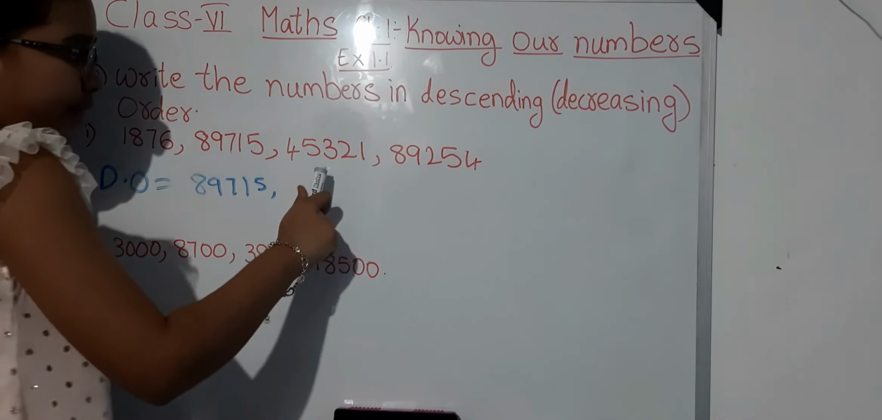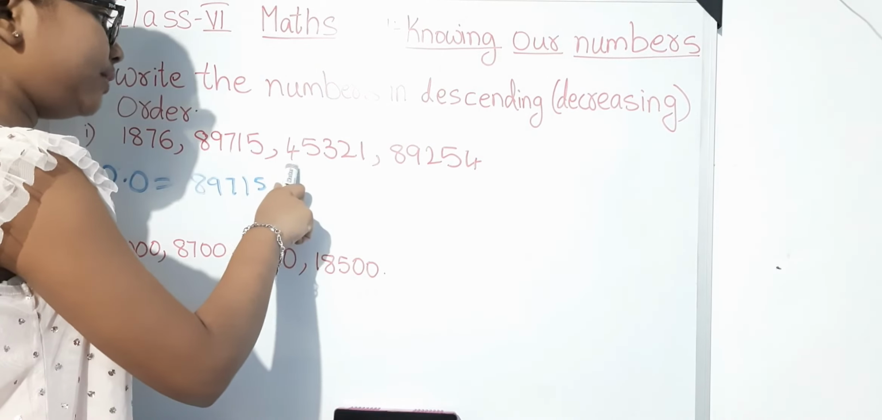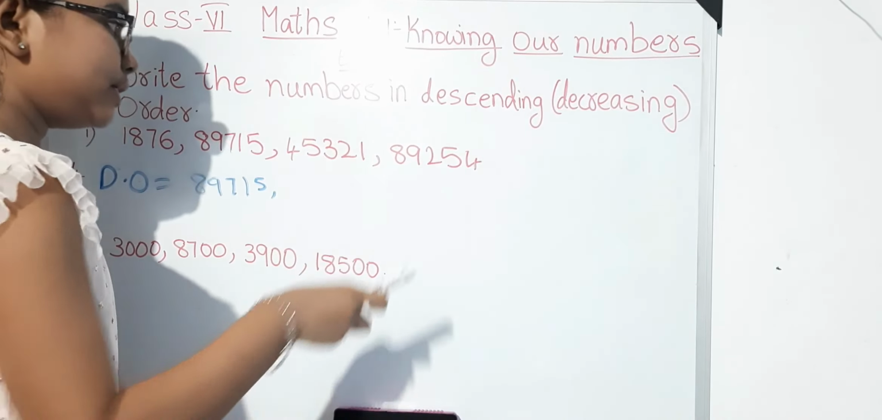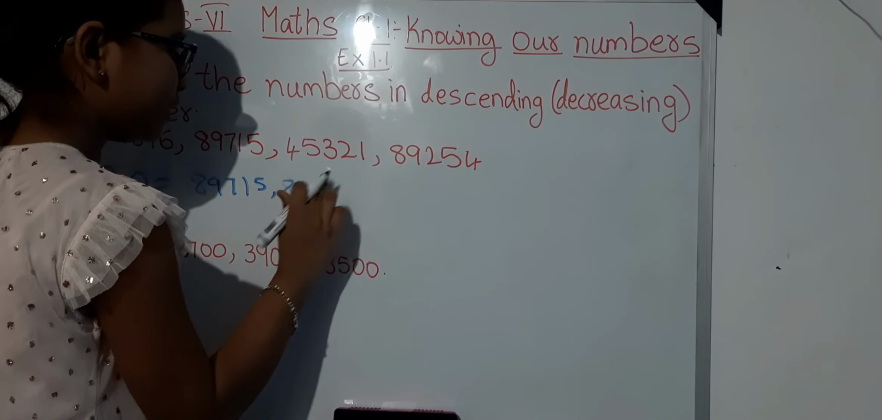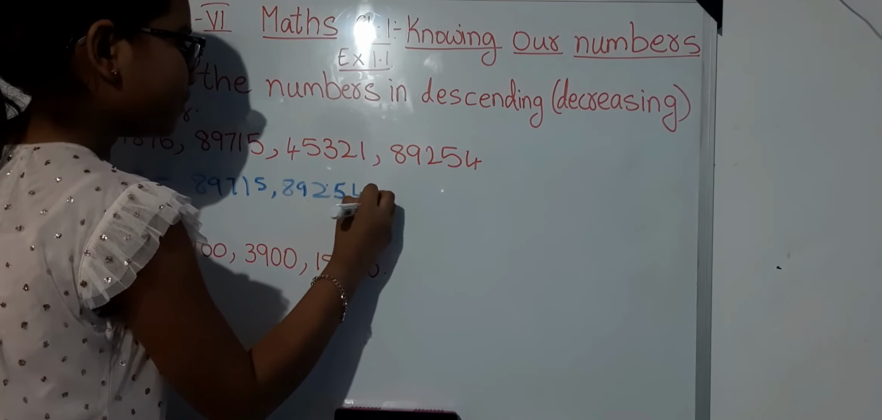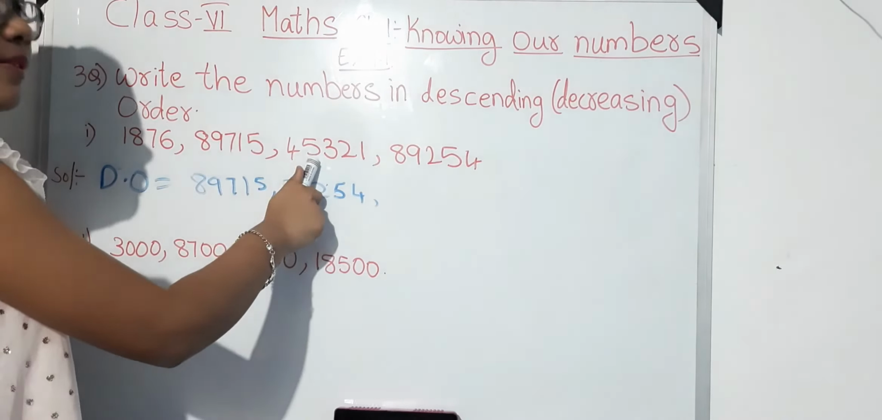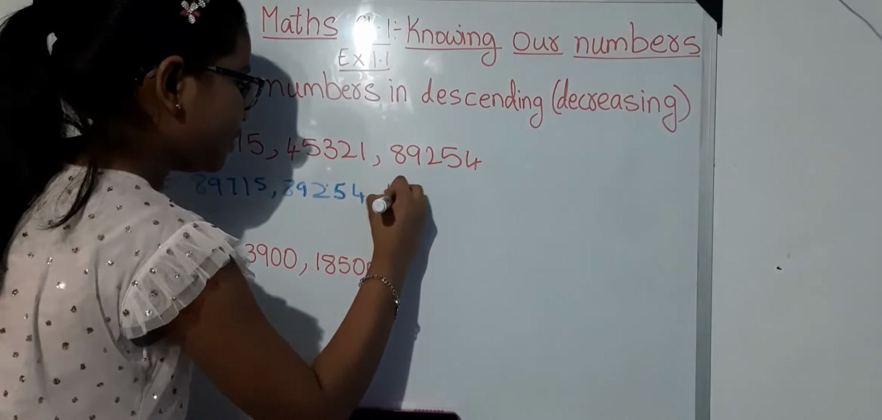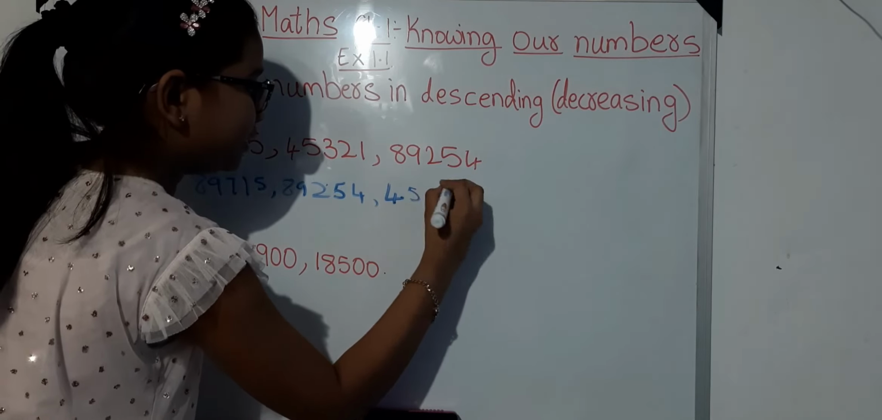Now here a 5-digit number is there, here also a 5-digit number is there. In this, the first digit is 4 and 8. In this, 8 is the greatest. So we write here 89,254. Then here a 4-digit number is there and here a 5-digit number is there. The 5-digit number is the greatest. So we write here 45,321.